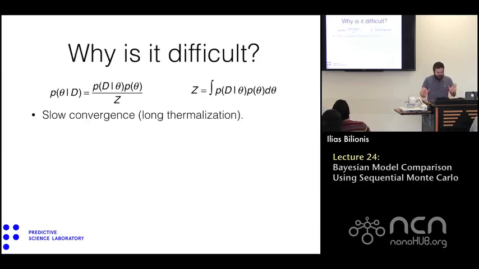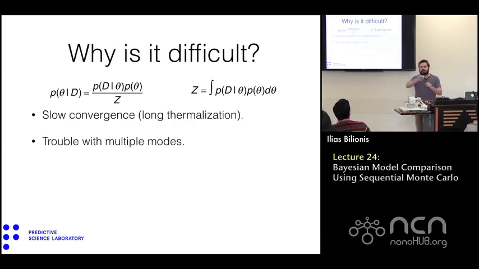All right. Why is it difficult? Let me discuss this first. So first, MCMC takes a lot of time to converge. Another word for converge is thermalize, which comes from statistical physics. It has trouble with multiple modes. So if your posterior has multiple modes, I will show you in a while, MCMC will find one of them and it will stay there. It will never go to the other one.